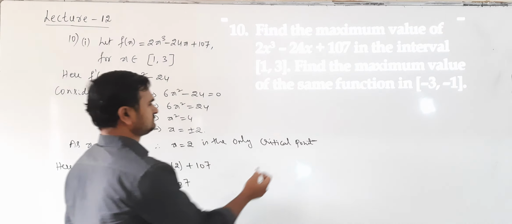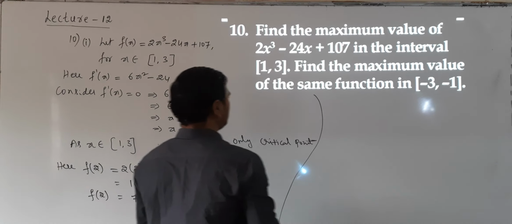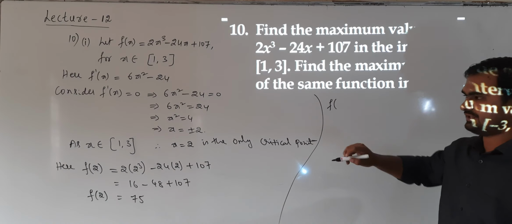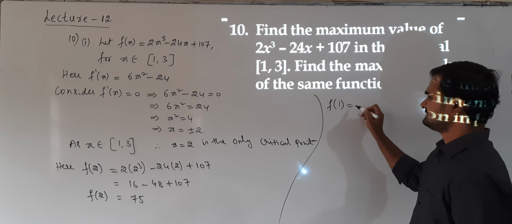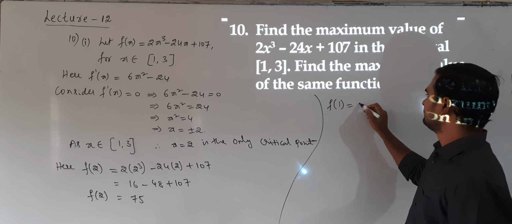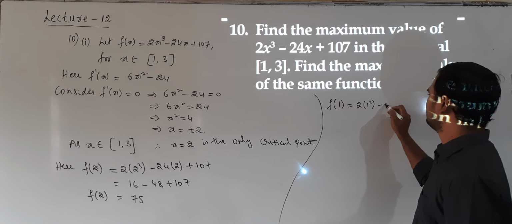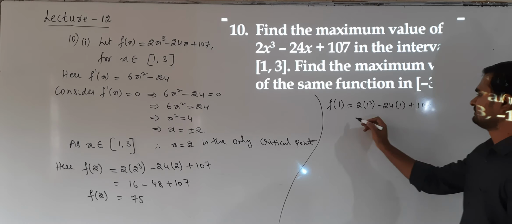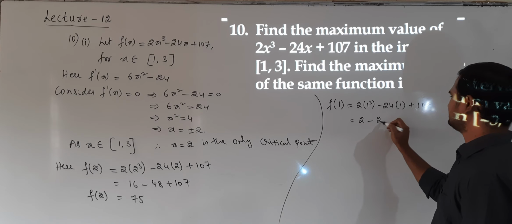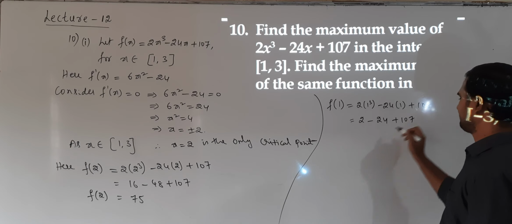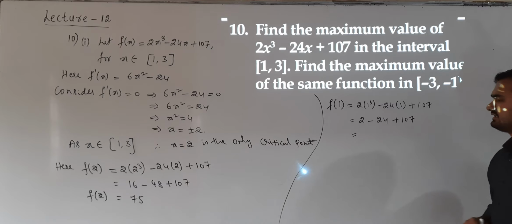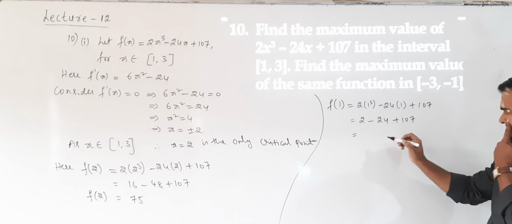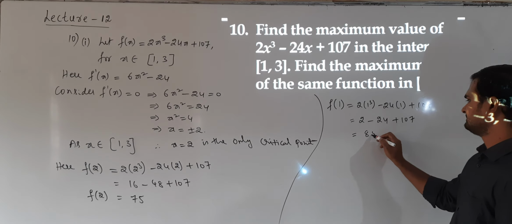Similarly, find the functional values at the end points. F of 1. So this f of 1 is 2 into 1 cube minus 24 into 1 plus 107. This is 2 minus 24 plus 107. We get minus 22. Okay, so that means here it will be 85.